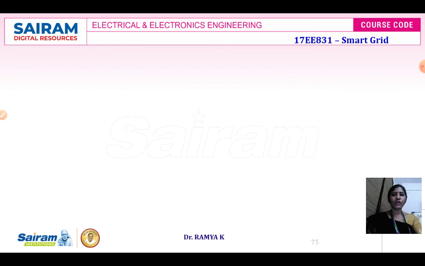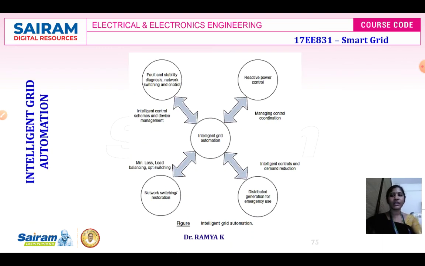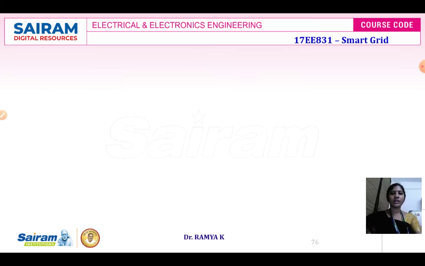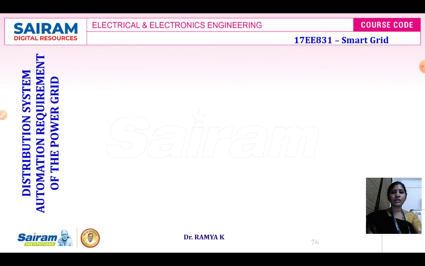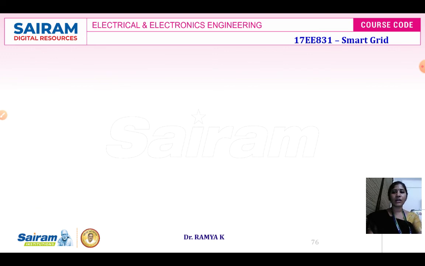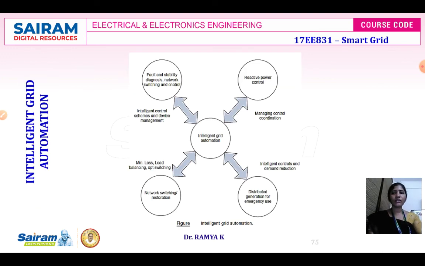The diagram for implementing the same intelligent grid automation is shown over here. So intelligent grid automation has fault and stability diagnosis network, switching and control, reactive power control, distributed generation for emergency use, network switching, restoration. So in regard to this, we will discuss in detail in the next session.